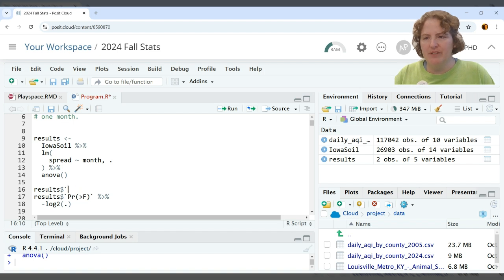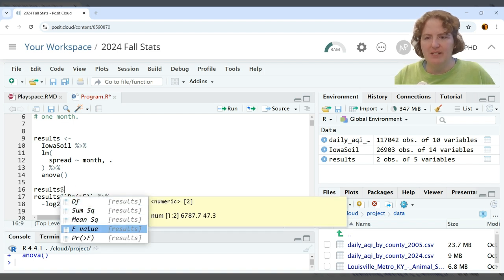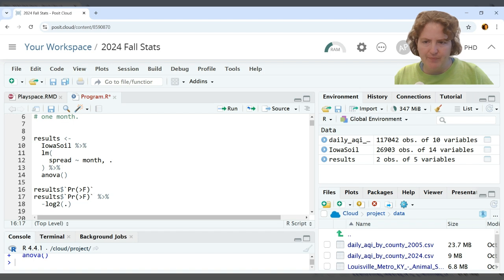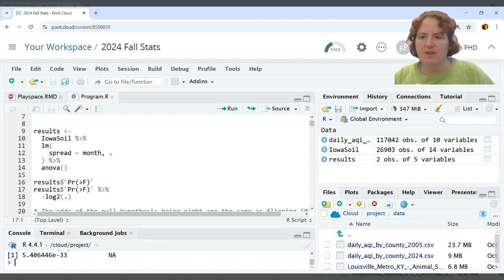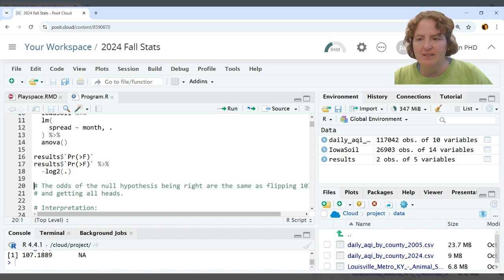When you start typing results and put the dollar sign in, you'll see this one down here. It's your probability number. I run that, and that's my p-value. My p-value is 5.4 times 10 to the negative 33. If I put that into my negative log base 2, that tells me how many coins that's the equivalent of. And so I get 107 coins.